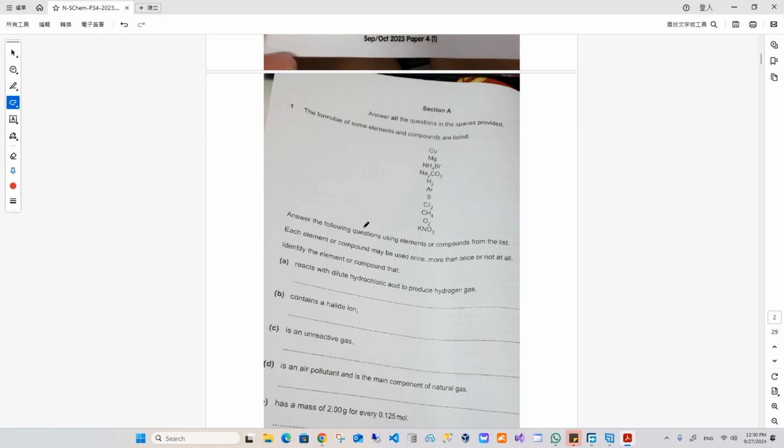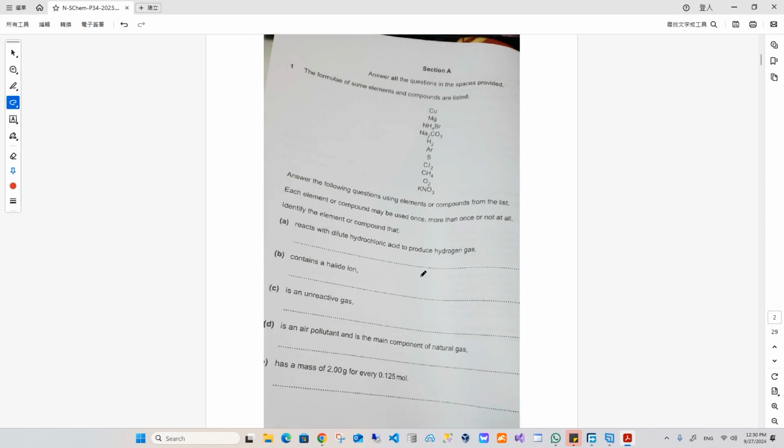Very simple. Answer the following question using elements or compounds from the list. Each element or compound may be used once, more than once, or not at all. Which react with dilute hydrochloric acid and produce hydrogen gas? Hydrogen gas after reactions is actually quite rare, so we have a special chapter that tells you what actually gives hydrogen gas after reactions. It's about metal with acid. In the acid chapter, metal with acid gives hydrogen, and just remember that it's very rarely you get hydrogen gas as a product. So hydrogen gas comes out due to metal with acid, but not all metals. So then we test you.